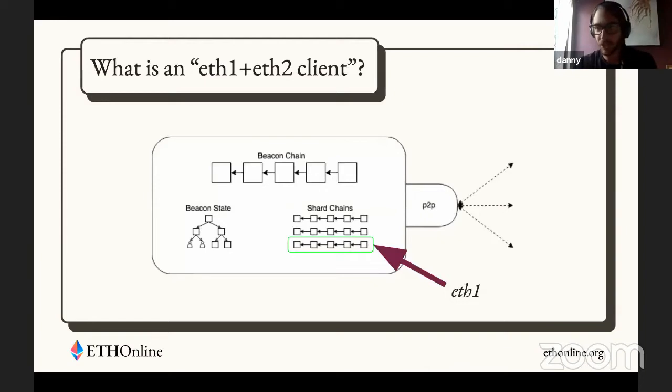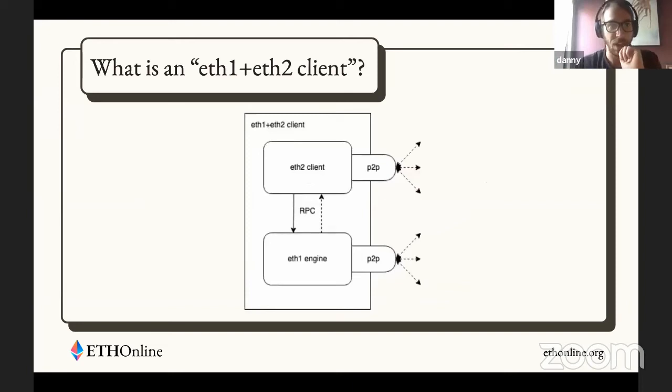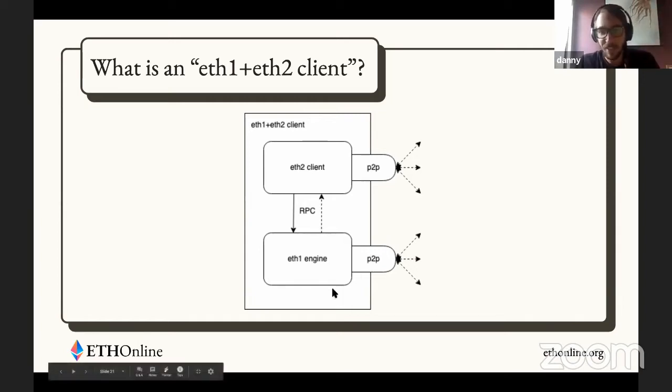So let's drill into this image and take a look at what that actually is going to look like. In the prototypes of this merge that we've been working on, this looks like an Eth2 client and an Eth1 client, or as we might call it in the future, an Eth1 engine, running on the same computer, connected via RPC. So that Eth1 engine, that's that Eth1 client diagram that we had earlier. Instead of the little proof of work brain, it's opened up its consensus to be controlled via RPC, to be controlled via a remote protocol.